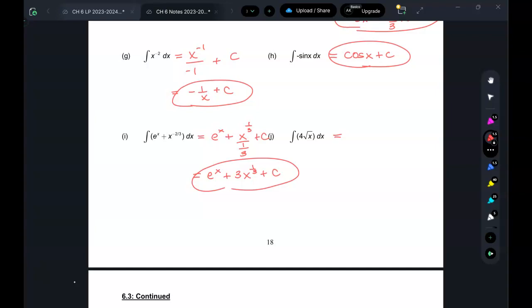Okay, and then the last one, 4 square root of x will become 4x to the 1/2. This is x to the 1/2, so it's going to become 4x to the 3/2 over 3/2 plus c. So that's going to become 8 over 3. Again, I don't care if you write it 8/3 times x to the 3/2. It makes no difference.